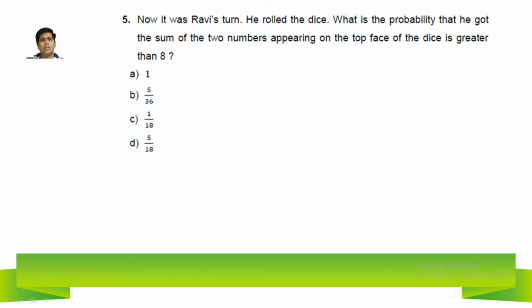Now it was Ravi's turn. He rolled the dice. What is the probability that the sum of the two numbers appearing on the top faces of the dice is greater than 8? When it is greater than 8, it is nothing but either you can get 9 or 10 or 11 or 12. So we have 4 ways we can get it. More than 8 is nothing but these.